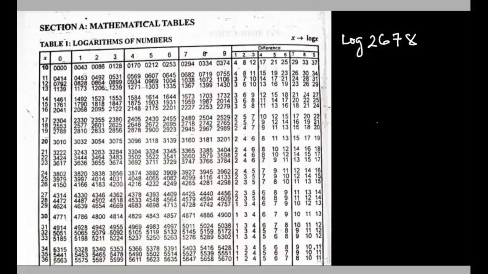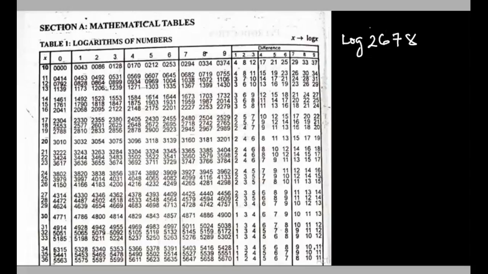Before I solve the next question, let's look at this question here. We are asked to find the logarithm of 2678. Now, it's still the same process for 2678. Now, check how many digits 2678 has.